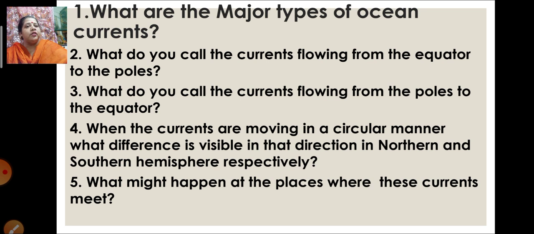Okay. Then, what do you call the currents flowing from the equator towards the pole? Just now I made you understand. Okay, the currents which are going from the equator towards the poles, what are those currents called? Yes, correct. They are warm currents.